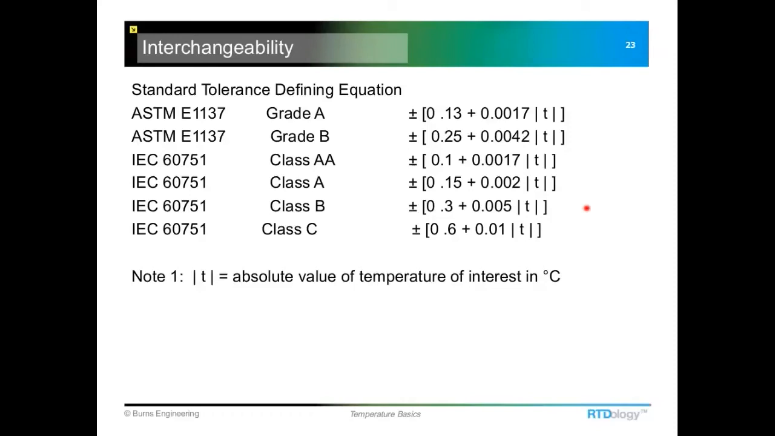And that's really the only difference between a Class A, B, and C, or even the Class AA. It's just how carefully that resistance was adjusted when the sensor was made. Everything else about the performance of that sensing element is going to be the same.